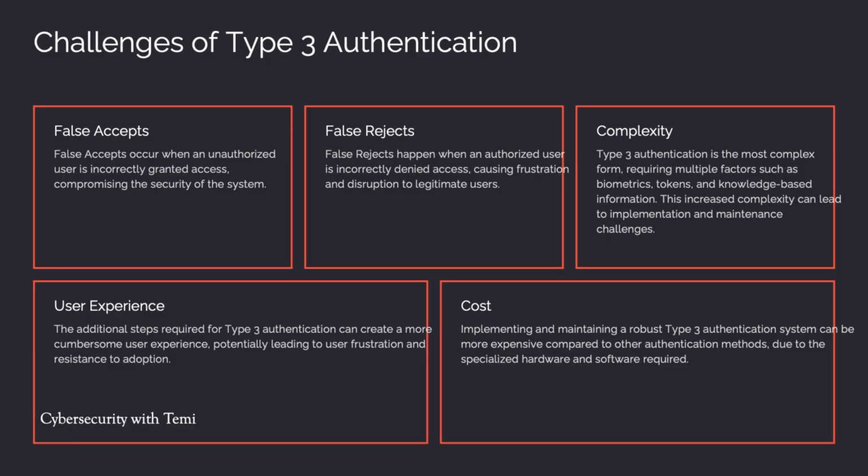But with every good thing, there's always a downside, and the downsides are false accept, false reject, the complexity of the user experience, and also cost. Now let's dig into it one after the other. For false accept, this is where unauthorized users are granted access. Sometimes with your smartphone, your younger sister can unlock your phone with her face. So that's one of the challenges we have with biometric authentication.